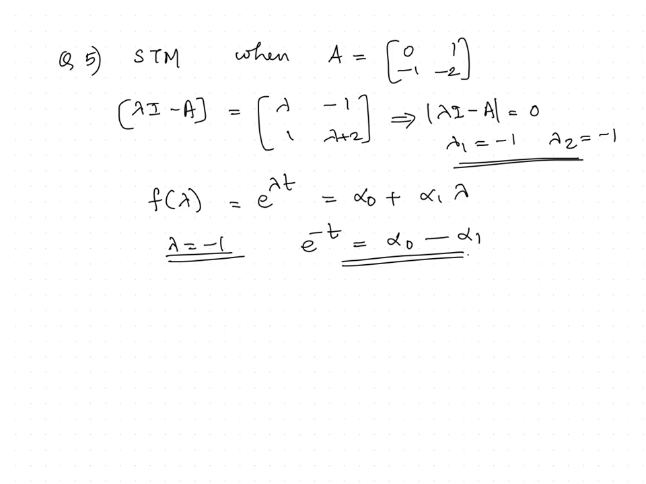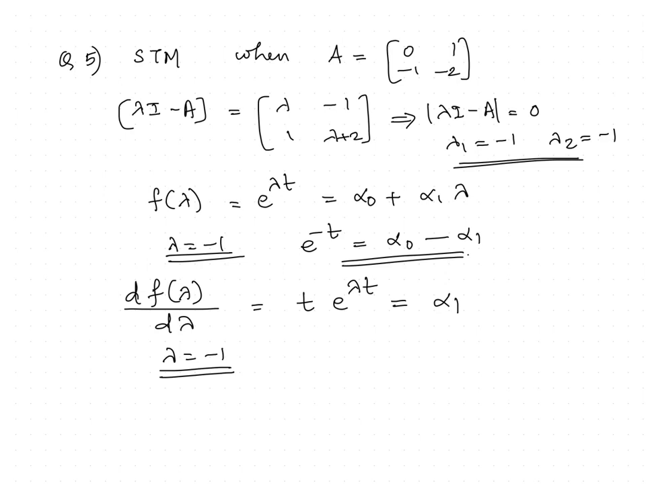So to avoid repetition and getting similar equations, what we do is we find d f of lambda by d lambda. So this will be nothing but t e raised to lambda t equal to alpha 1, taking the derivative on both sides. Then substitute lambda equal to minus 1. So this implies t e raised to minus t equal to alpha 1. So we can solve for alpha 0 also. Alpha 0 will be e raised to minus t plus t e raised to minus t.